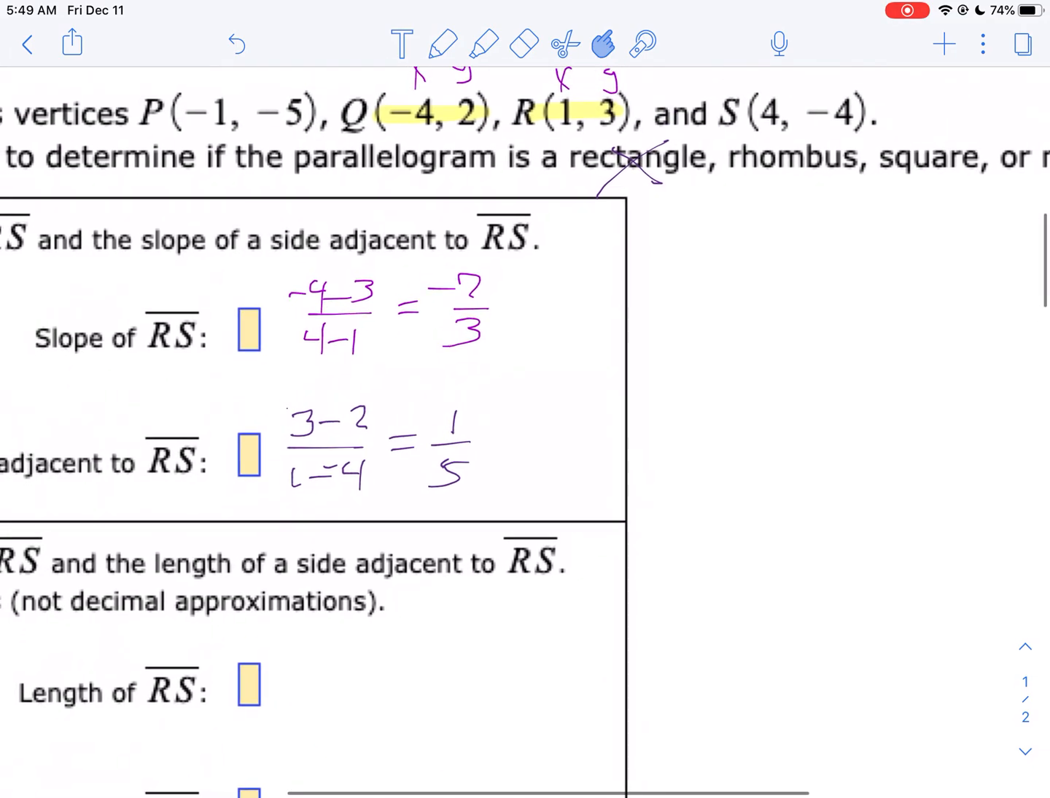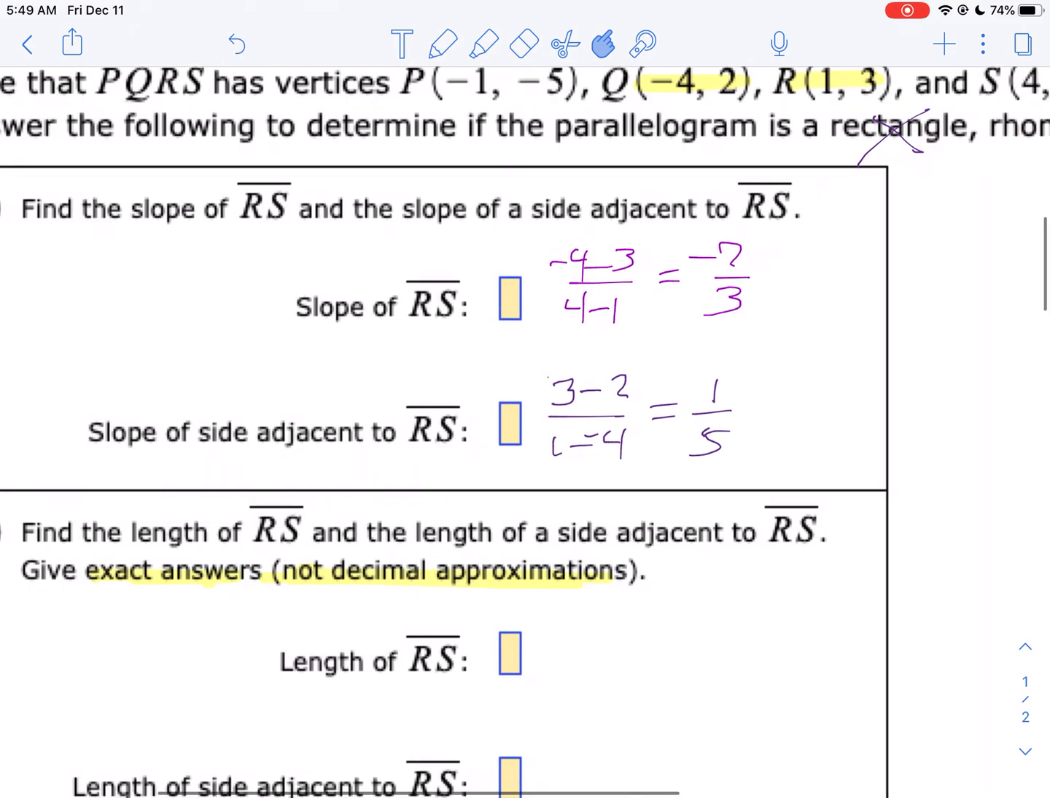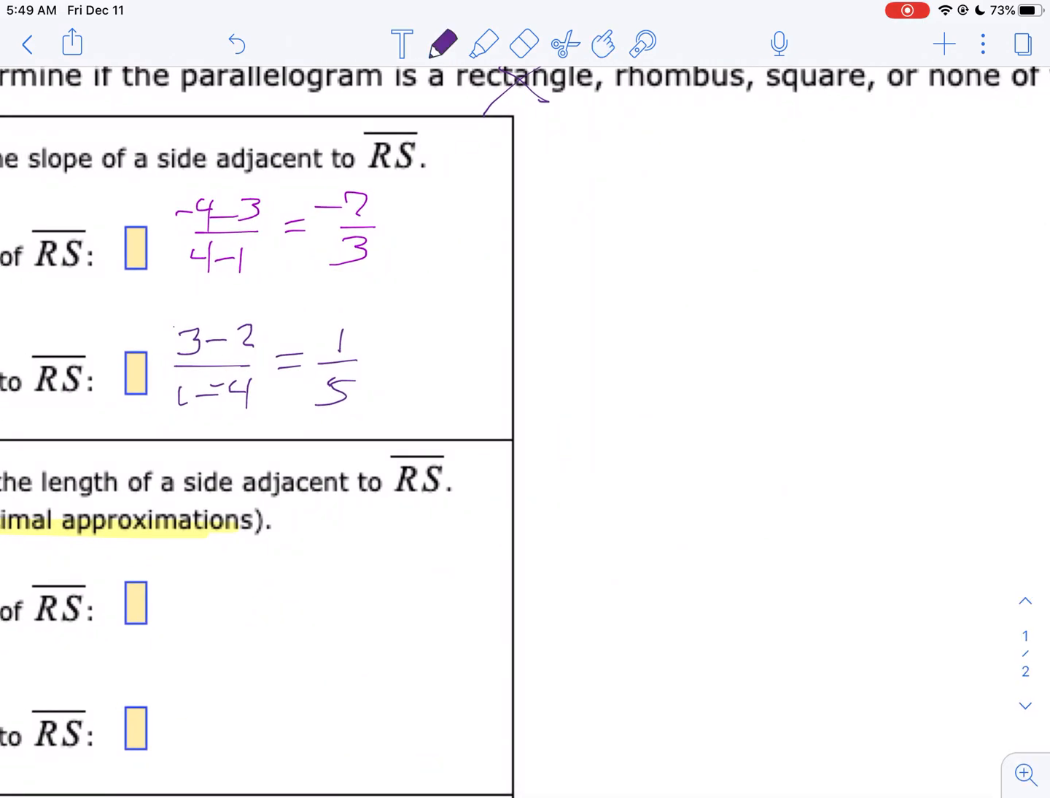And we're going to find the distance from R to S. And one of the things you didn't do when you did the quiz is give the exact answer. I don't want any decimals. I want the square root. Now remember, distance is we subtract the x's and square them. We subtract the y's and we square them. We add them together and take the square root.